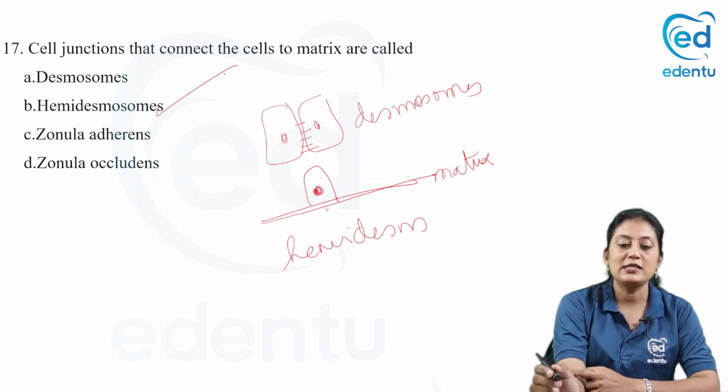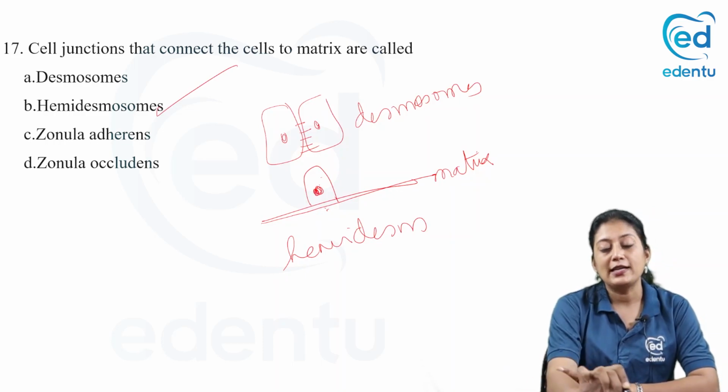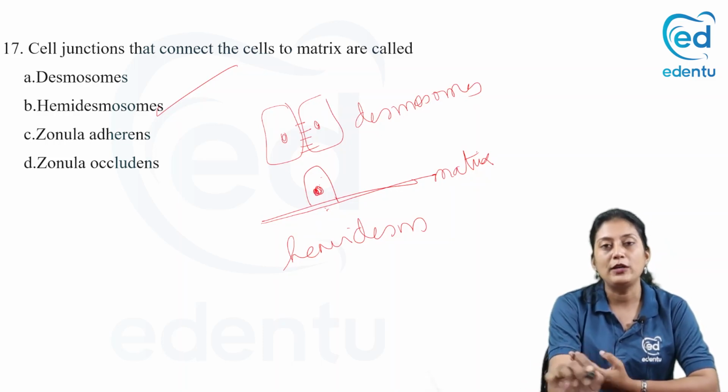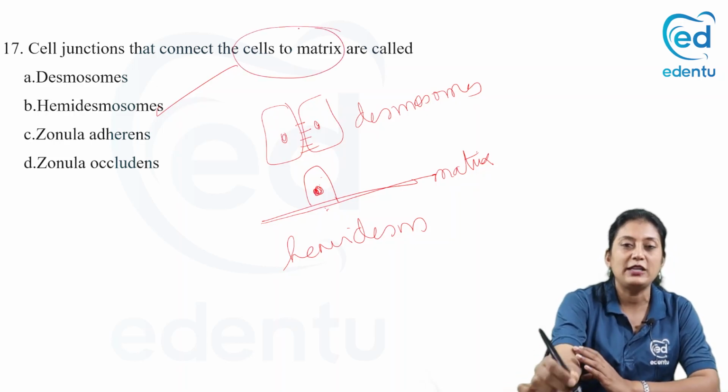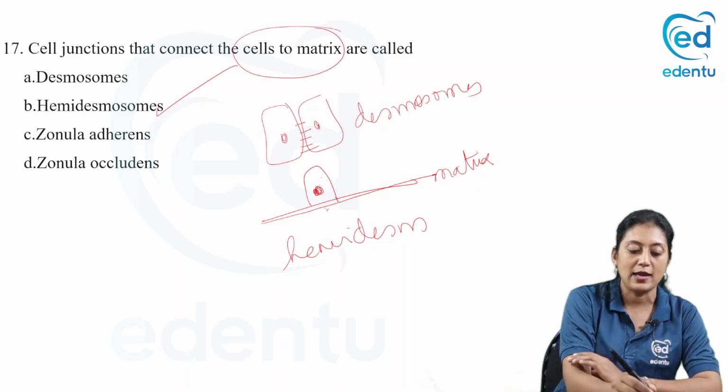If the question is between the cell junctions that connect in cell to cell attachment or between two epithelial cells, then the answer will be desmosome. But here the question is between cell and matrix, so the answer is hemidesmosome.